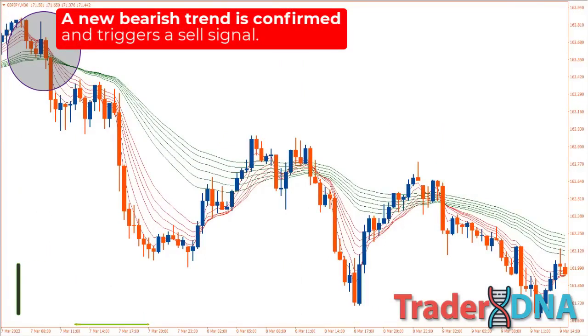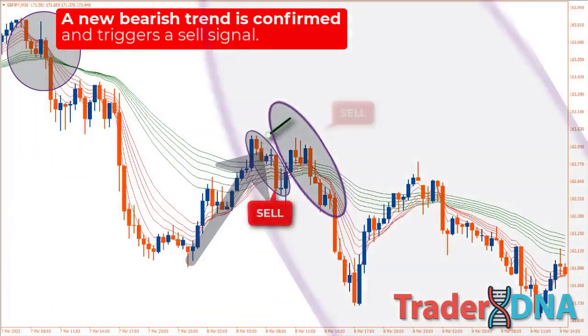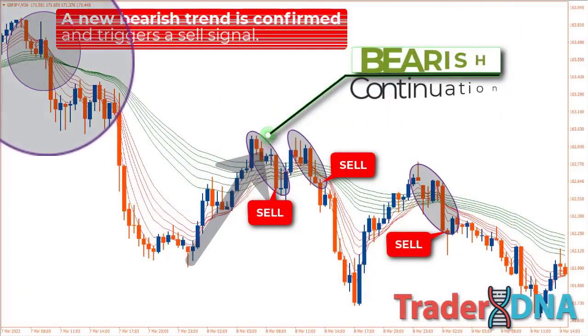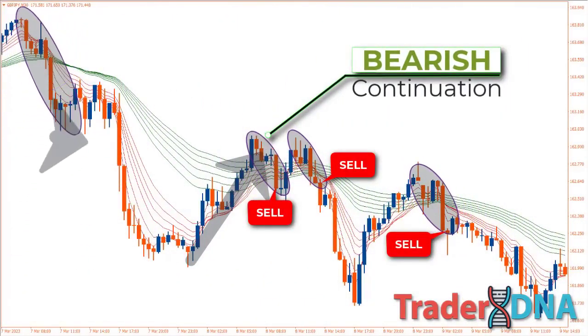a sell signal. During a strong downtrend, when the short-term moving averages move back toward the longer-term moving averages but do not cross and then start to move lower, this signals a continuation of the bearish trend and triggers a sell signal. Also, after a bearish crossover, if the price rises but then bounces off from the long-term EMAs, this signals a continuation of the bearish trend and triggers a sell signal.